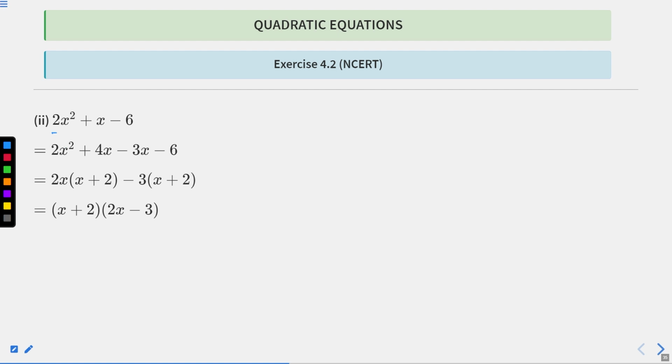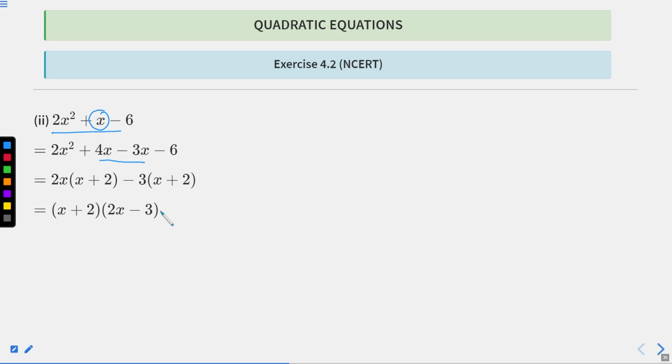So here we can split the middle term x as 4x minus 3x. So now 2x² + x - 6 is equal to 2x² + 4x - 3x - 6. And this is equal to 2x times (x + 2) minus 3 times (x + 2), which is equal to (x + 2)(2x - 3). So after factorizing 2x² + x - 6 by splitting the middle term, we get (x + 2)(2x - 3).